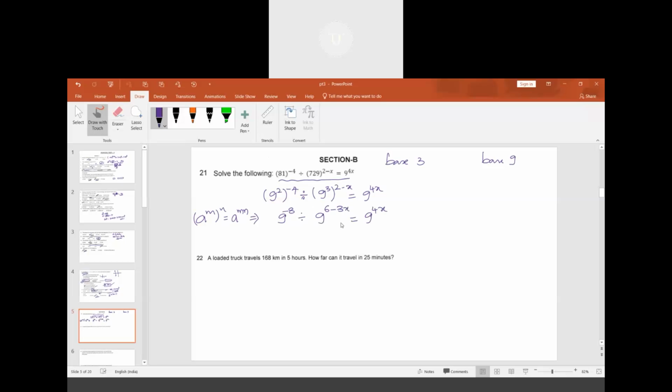This is there in the denominator because it's division. When something is there in the denominator and the bases are same, you can take this as subtract. We can subtract it. So minus 8 minus 6 plus 3x, which is equal to 9 to the power of 4x. Now the bases are same. We can equate the powers. We get 4x is equal to 3x minus 14. You have to transpose 3x to the left side. We'll be getting x is equal to negative 14. This will be the answer.